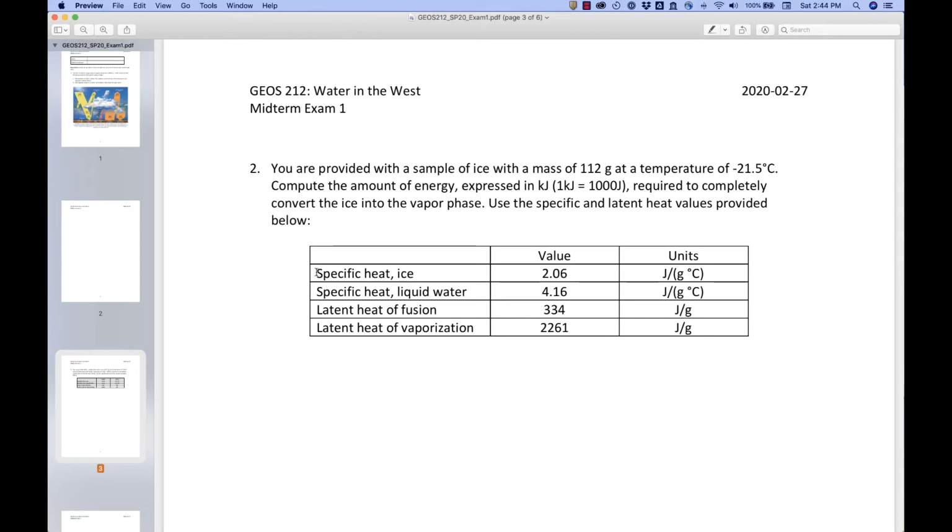So we have a value of the specific heat for ice, and we are given the value of 2.06 in units of joules per gram degrees Celsius, a value of the specific heat for liquid water, and the value that we are given is 4.16, again in units of joules per gram degrees Celsius. We're given a latent heat of fusion, and the value is 334 joules per gram. And finally, we're given a latent heat of vaporization that has a value of 2,261 joules per gram.